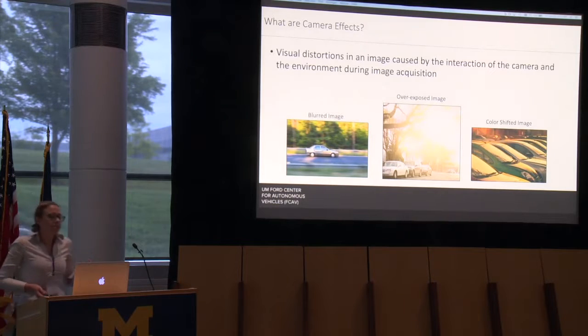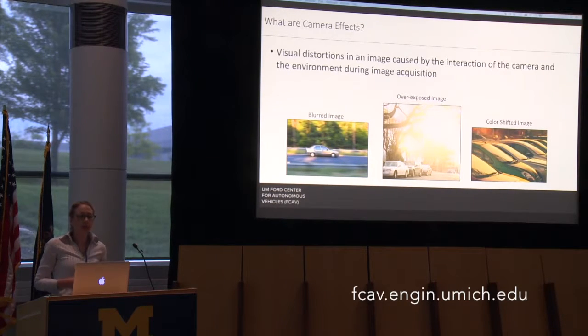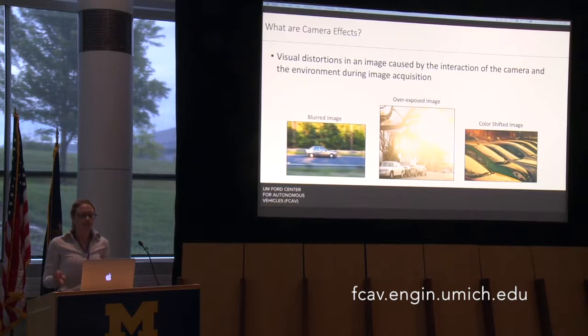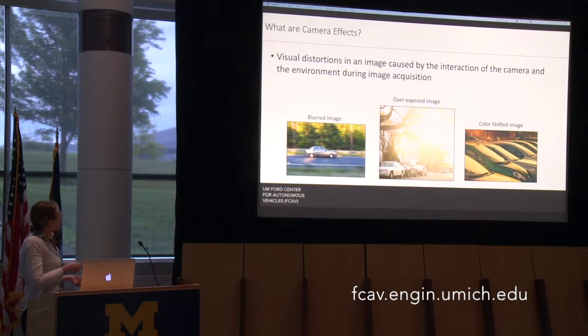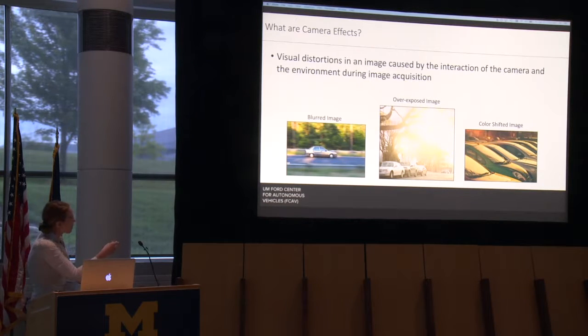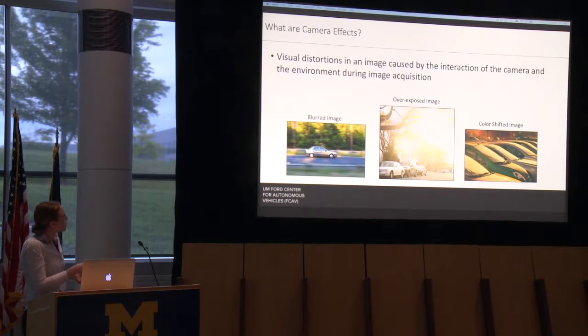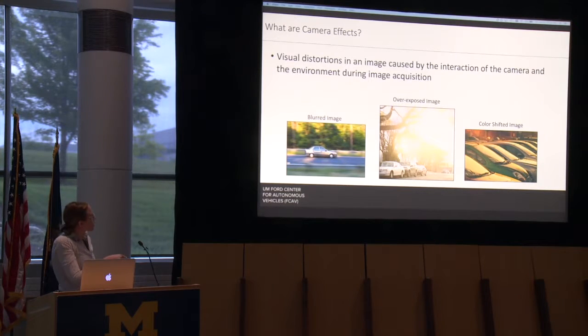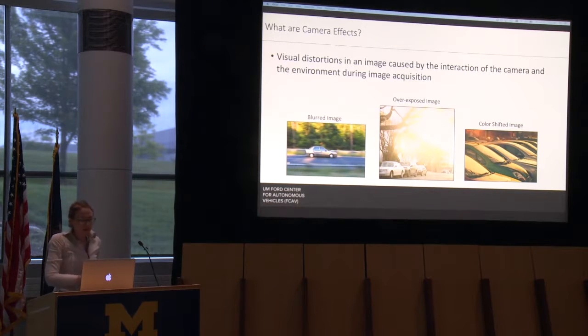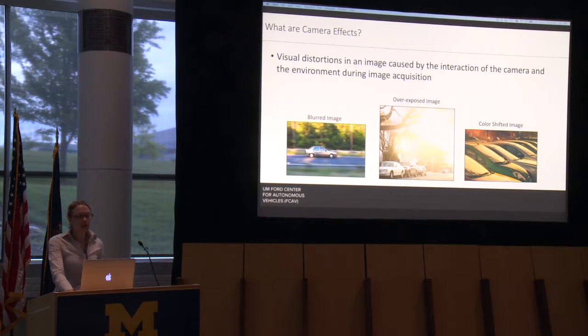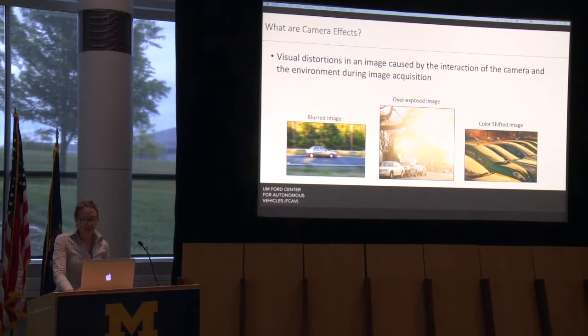We define camera effects as visual distortions in an image that are caused between the interaction of the camera and the environment during image acquisition. So this can manifest as, oh, there we go, as blur, over or underexposure, or images where the overall color is shifted towards one side of the spectrum. So in this case, it would be towards red. A good way of thinking about camera effects is if you were to port an image into Photoshop and make some manipulations or add an Instagram filter to an image.